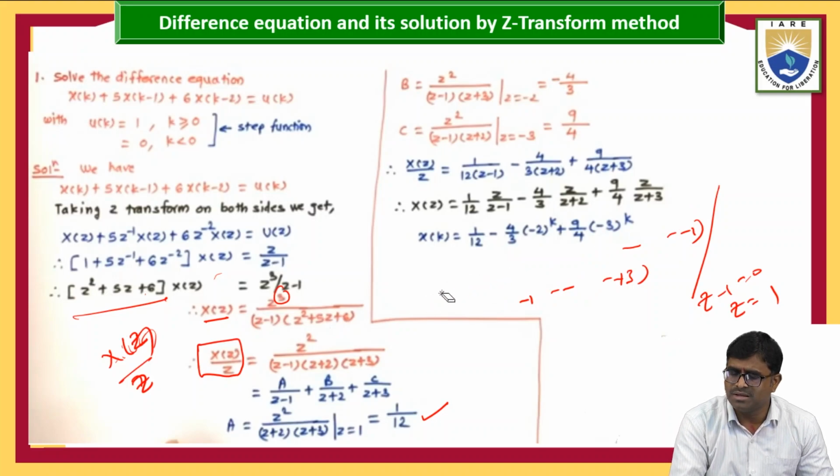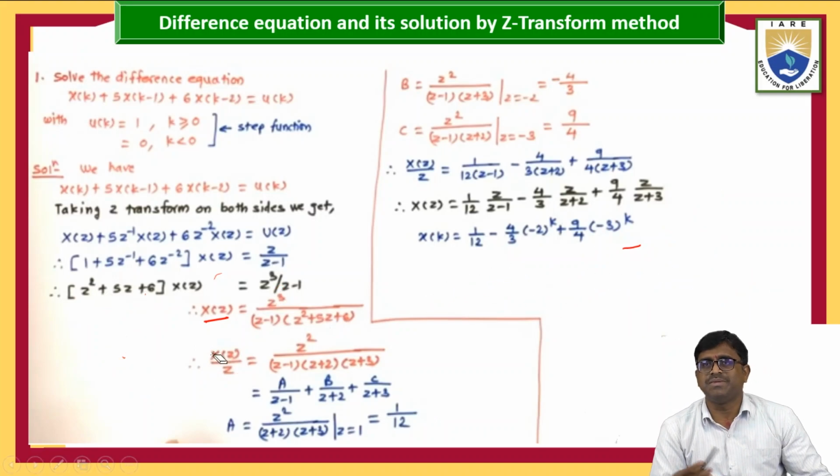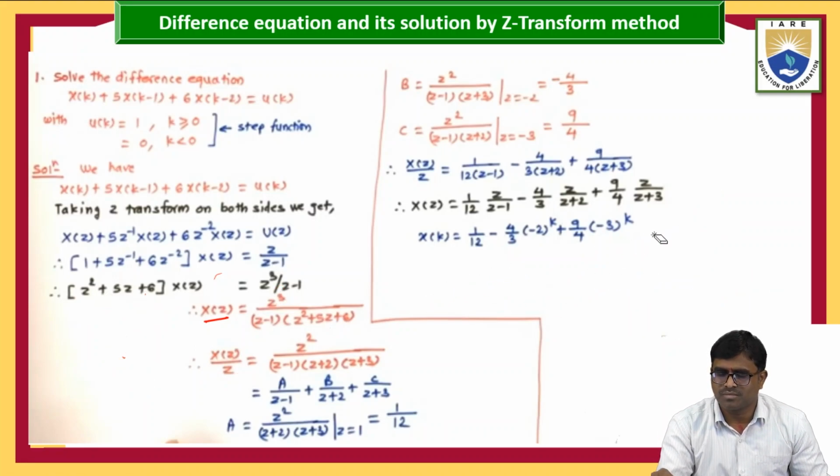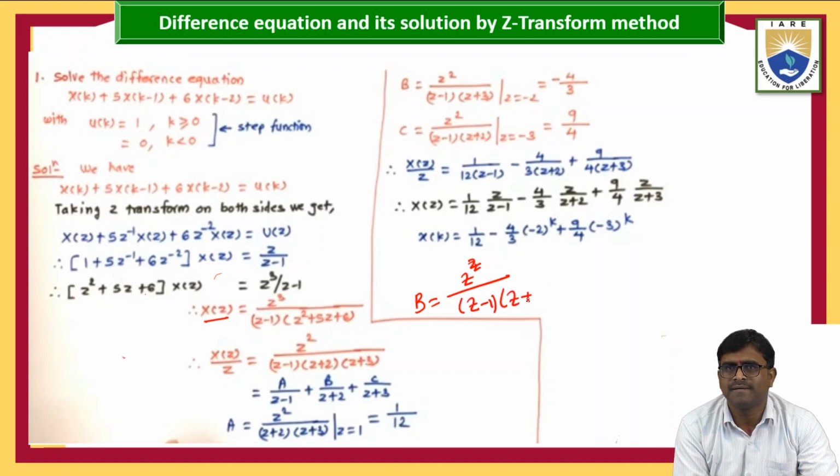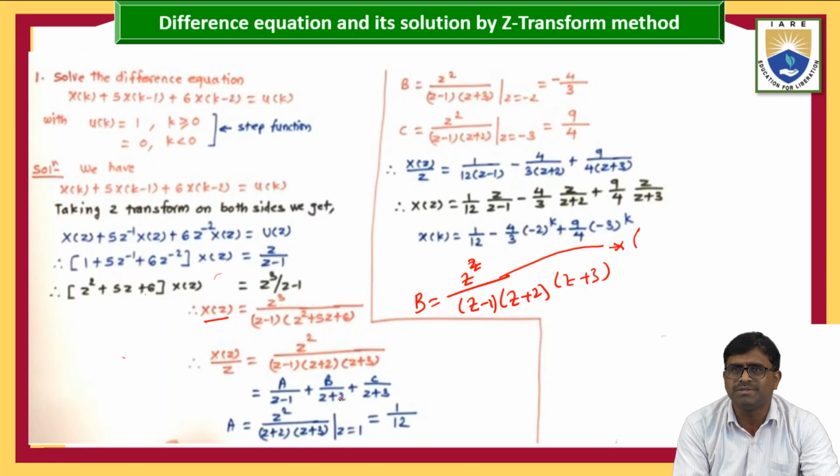Similarly, go for the b value. What is the b value? First write the total function: z square by (z minus 1), (z plus 2), (z plus 3), into the b value denominator, which is z plus 2.